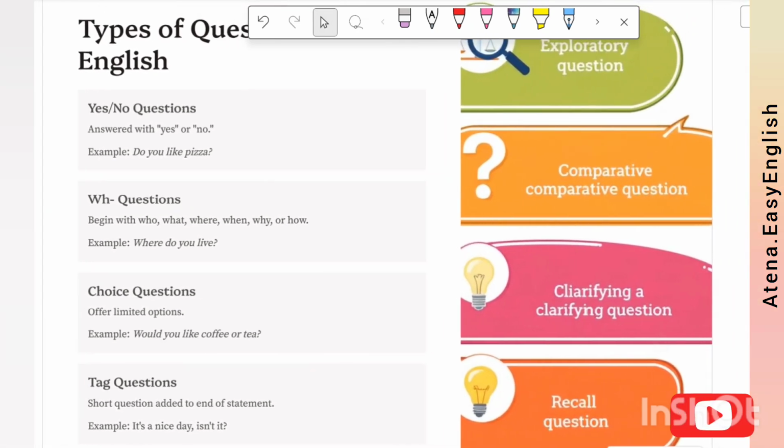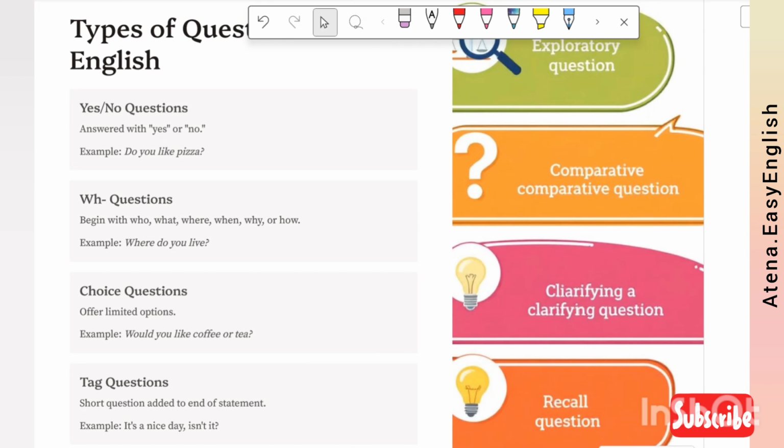Types of questions in English. We have yes/no questions, WH questions, choice questions, and tag questions. Let us start with the first one. Yes/no questions mean that in the answer you hear yes or no. Look at the example. Do you like pizza? Yes, I do. No, I don't. So, the questions that are answered with yes or no are yes/no questions.